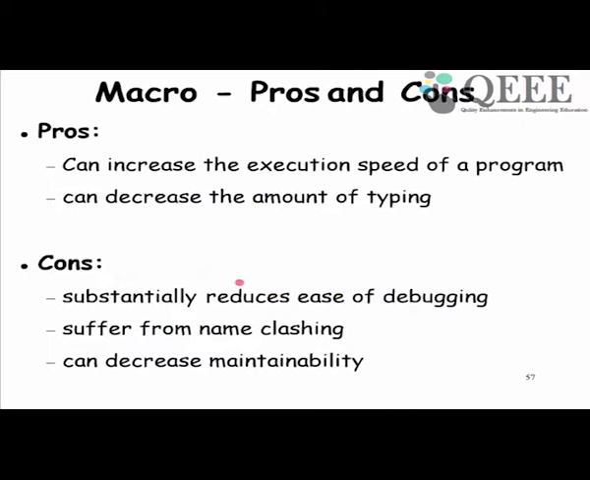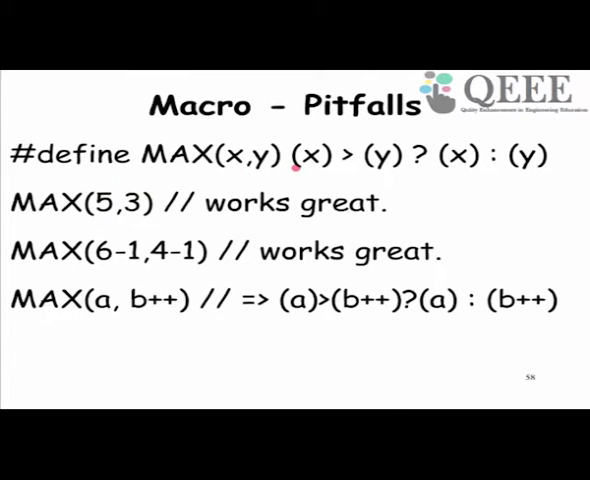So the main idea why macros are used is that it enhances the execution speed of the program, but it can make the program error prone, suffer from name clashing, and decrease maintainability. Now let's look at these aspects. So this is a macro for finding the maximum of two numbers. This is a function macro, works something like a function and takes two arguments x, y, and the result of max is the larger of the two parameters.